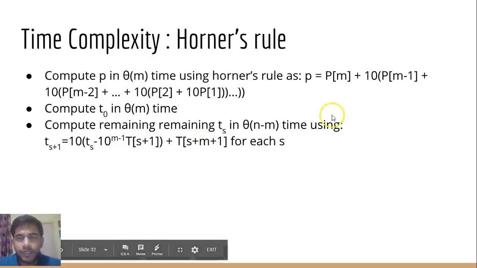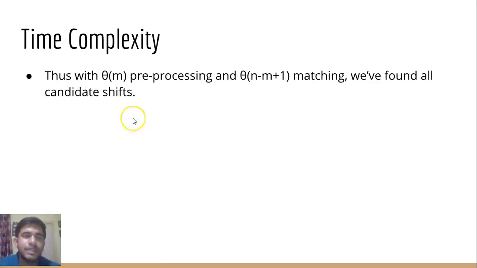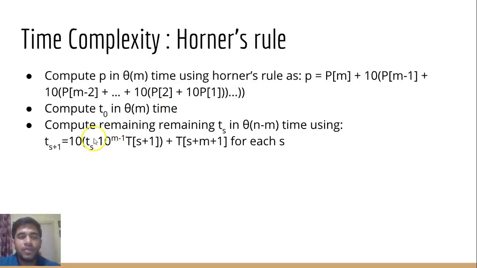So let me go over what I did. First we get P and T0. This is the part of pre-processing that can be done in theta m time. Then we run the actual algorithm in theta n minus m time, or as I said, we can write theta n minus m plus 1 and calculate T1, T2 until Tn minus m. Thus, with theta m pre-processing and theta n minus m plus 1 matching, we found all the candidate shifts. That's true because only those values of S are good enough for us, for which P is equal to TS.